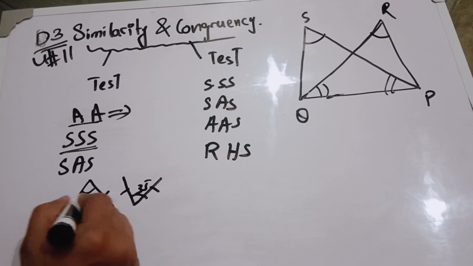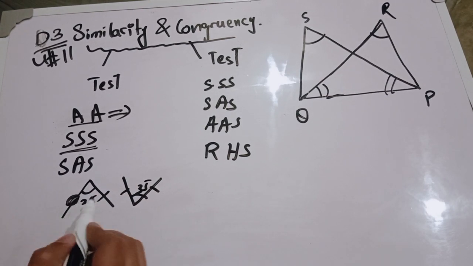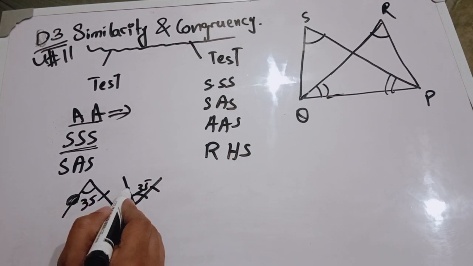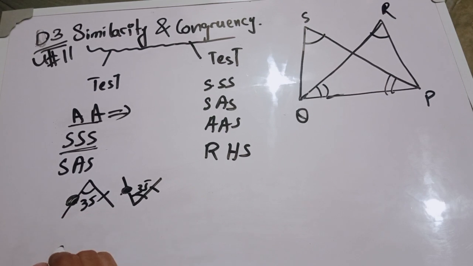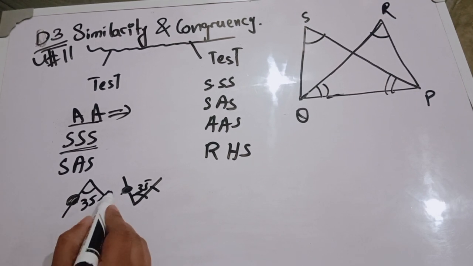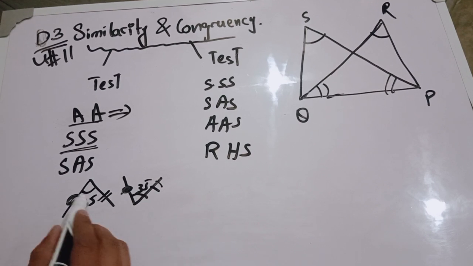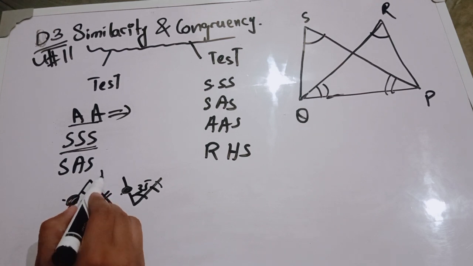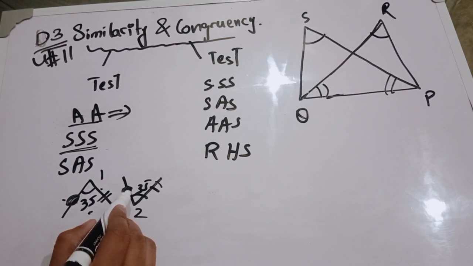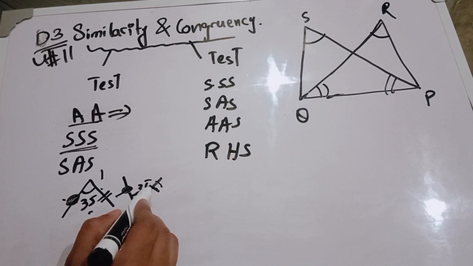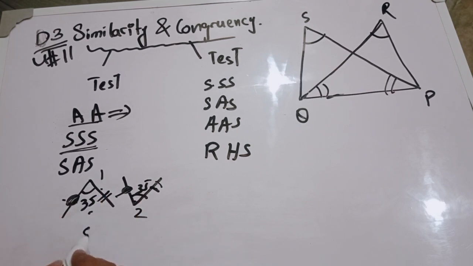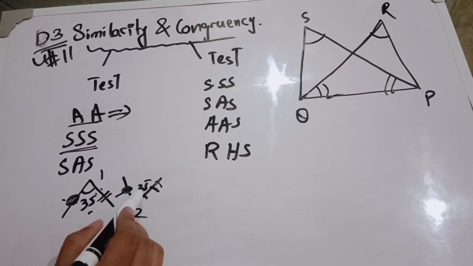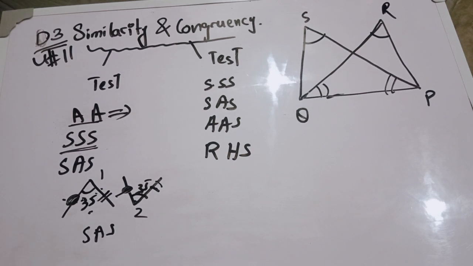If this side, which is a correspondent side, has the same ratio with this one, and this one has the same ratio with this one, we say side-angle-side of triangle 1 is equal to side-angle-side of triangle 2. So by following the SAS rule, the given triangles are similar. We are not talking about their dimensions right now, just the ratios in the dimensions.